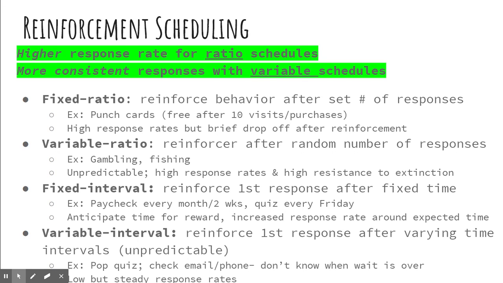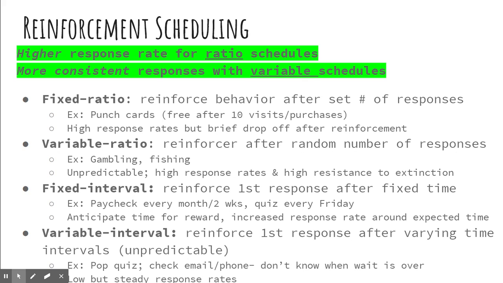So let's talk about each one of these. A fixed ratio reinforcement schedule. An example of this would be like your buy 10 Starbucks coffees, and then on your 10th time, your next one's free. Okay, you get a freebie. So a punch card would be fixed ratio. It will be fixed because it's every 10 times, and it's ratio because it's not an amount of time. It's not like one free coffee per month. It's one free coffee every time you buy 10 cups of coffee.